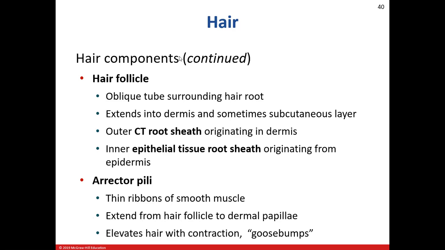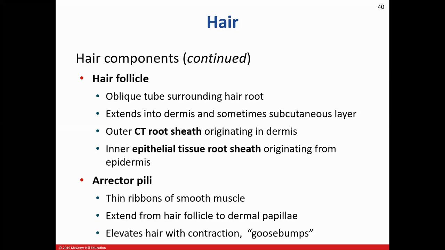We also have a hair follicle. Now, the hair follicle is the oblique tube that surrounds the hair root. And what it does, it extends into the dermis and then also sometimes the subcutaneous layer. We see that it does have kind of an outer connective tissue root sheath, and this originates in the dermal layers. We also have an inner epithelial tissue root sheath, and it originates from the epidermis.